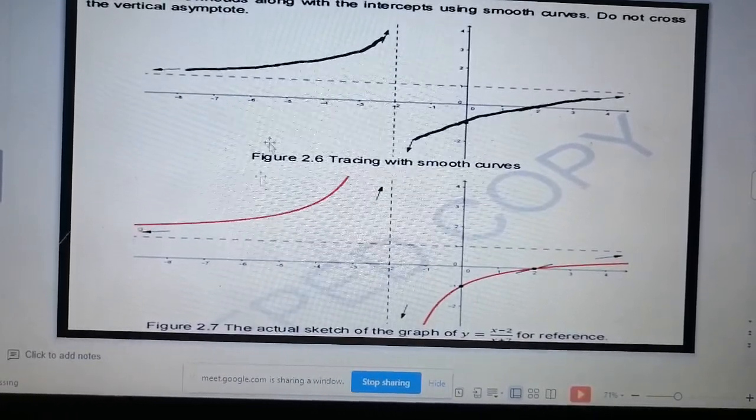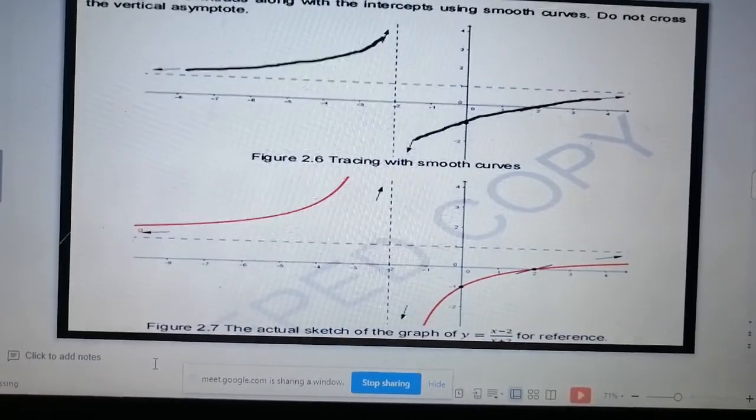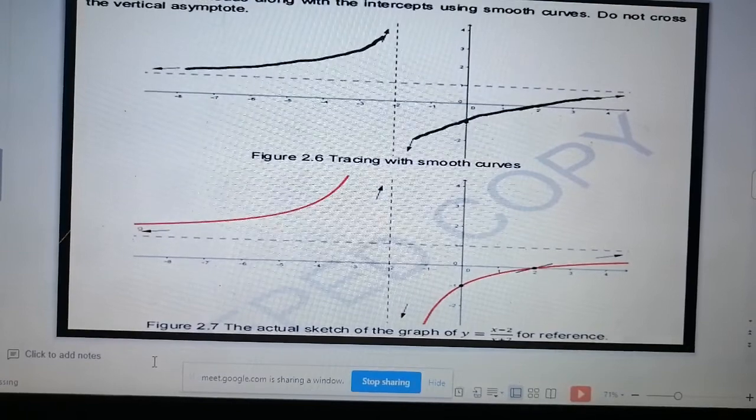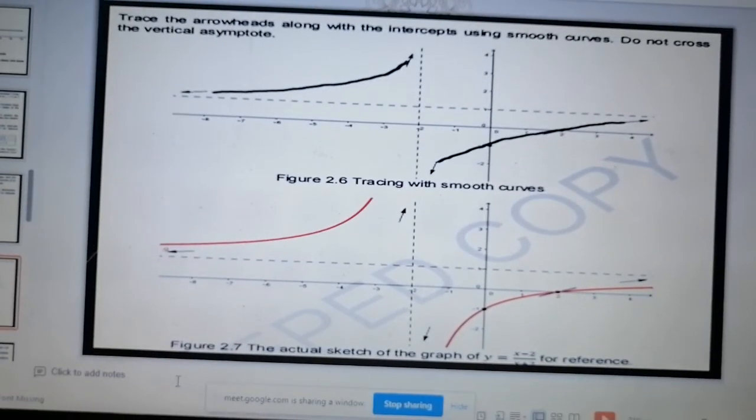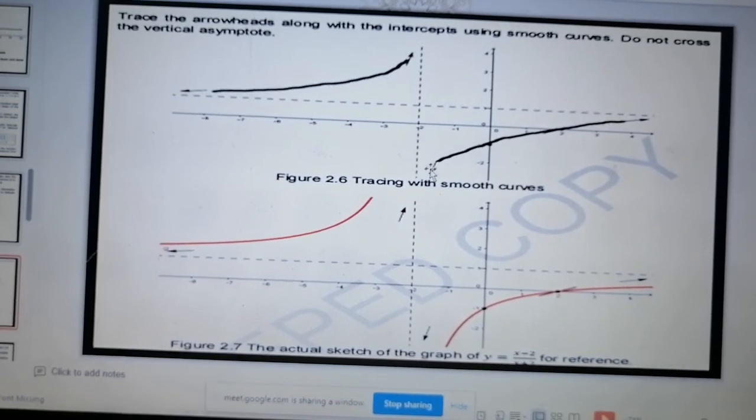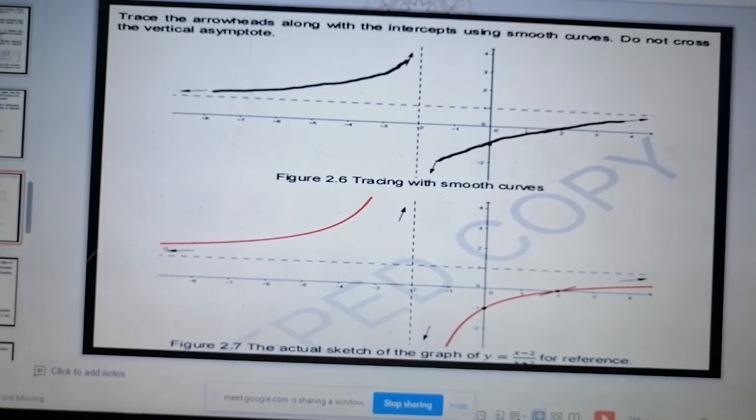Nakikita nyo ba yung ano? Malinaw ba sa inyo to, yung PowerPoint? Malinaw na? Nakikita nyo? Ayan. Oh. Ayan yan, oh. Okay, next tayo.